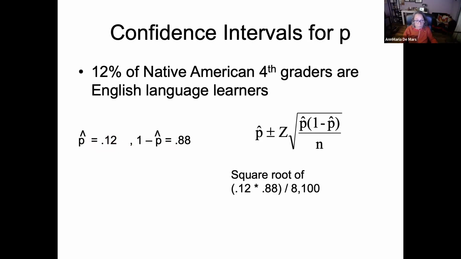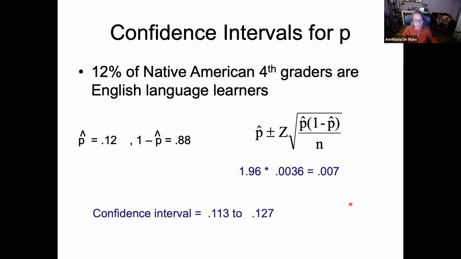The square root of 0.12 times 0.88 divided by 8,100 is 0.0036. Then 1.96 times, so this whole thing over here, the square root of p hat times 1 minus p hat over n is 0.0036, and 1.96 times 0.0036 is 0.007056. Keep that in mind.